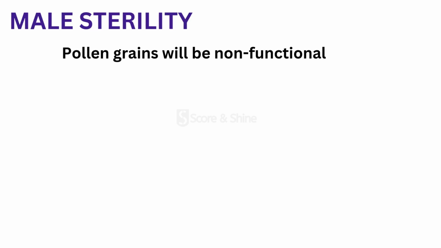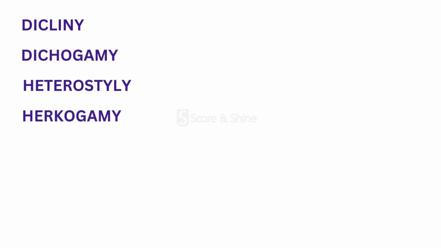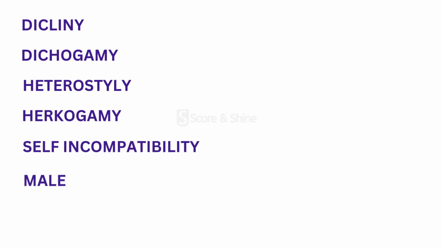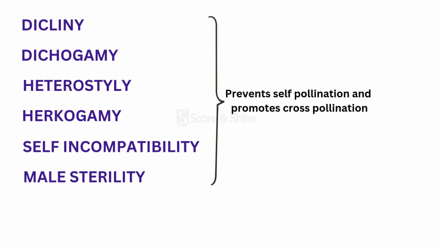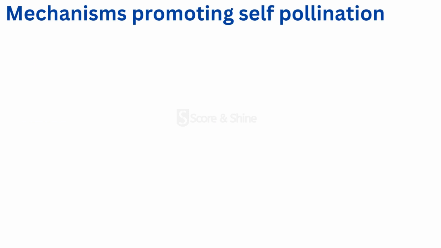And next, male sterility. In this condition, the pollen grains will be non-functional and hence sterility occurs. So all these, Dicliny, Dichogamy, Heterostyly, Herkogamy, self-incompatibility and male sterility, prevent self-pollination and promote cross-pollination. Now let's see about the mechanisms promoting self-pollination.